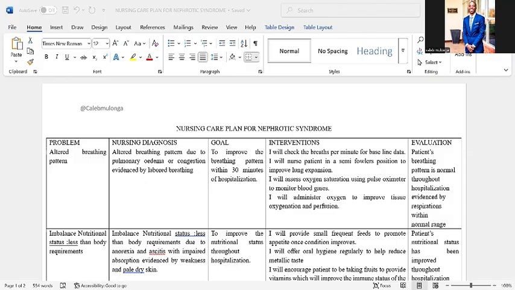Evaluation. The patient's breathing pattern is normal throughout hospitalization, evidenced by respirations within the normal range. Depending on the age of the patient, specifically if it is a child, you know the ranges. This is a general one, not specifically for children or adults. But in children, it's 20 to 24 respirations, while in adults it's 18 to 20. So that is our first problem.